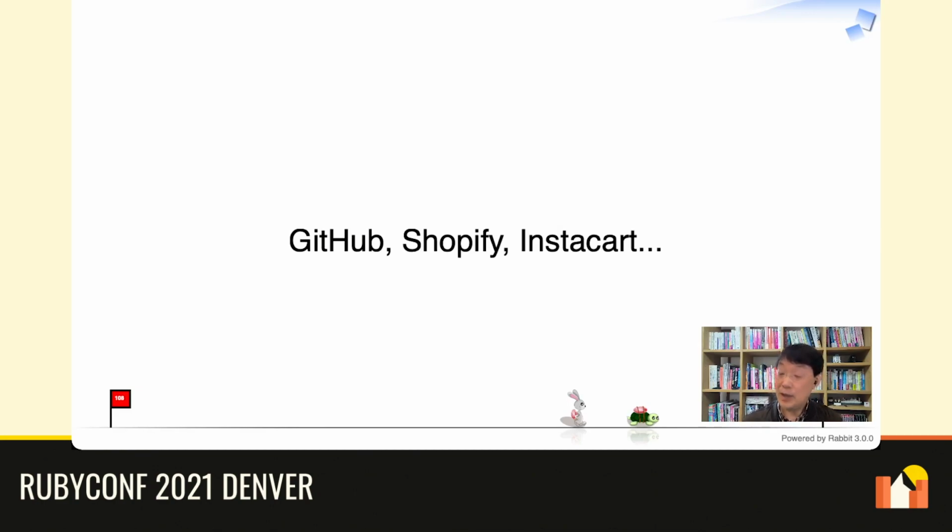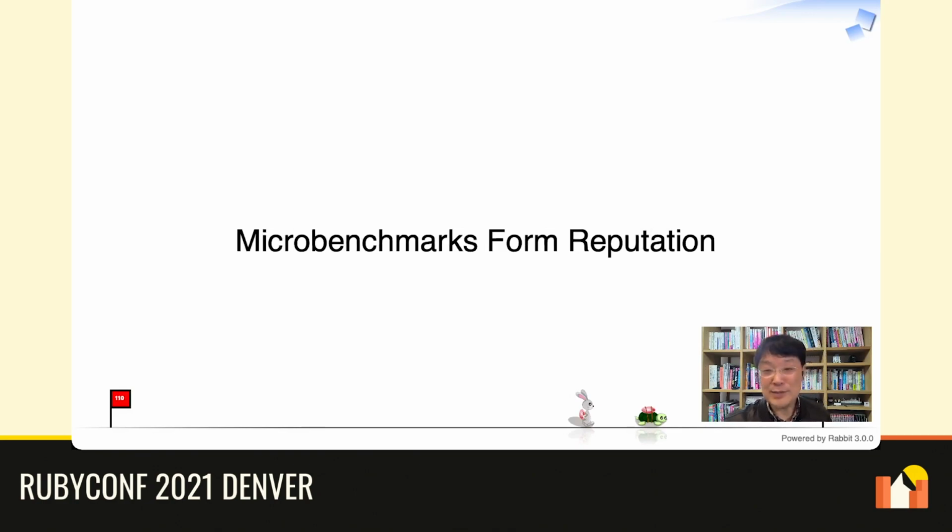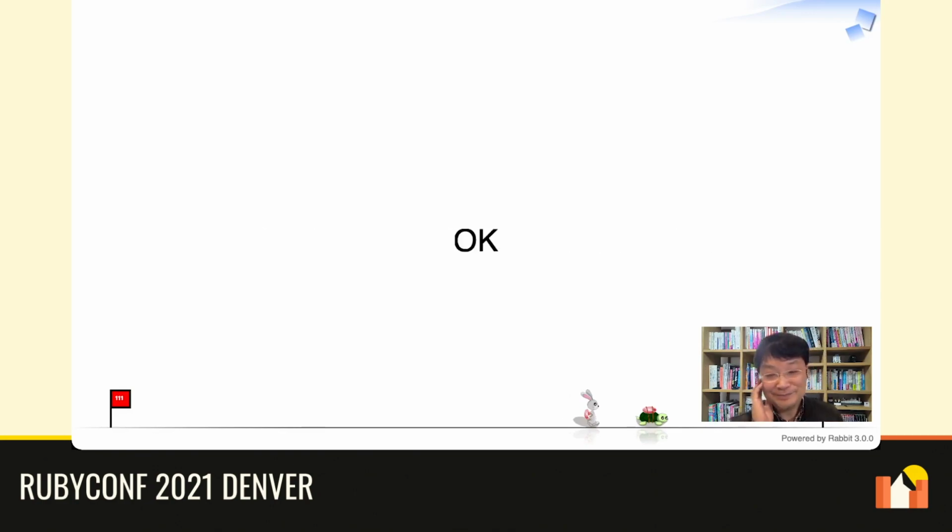Of course, they might have challenges in the performance or the cost. But they can manage Ruby to implement their services. So the performance and the micro benchmarks form the reputations.